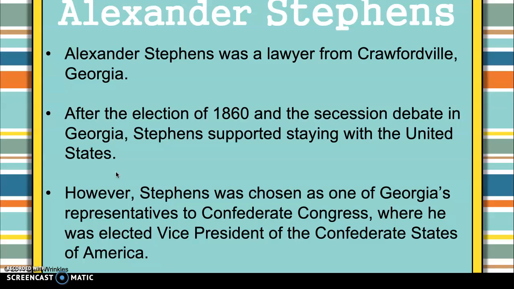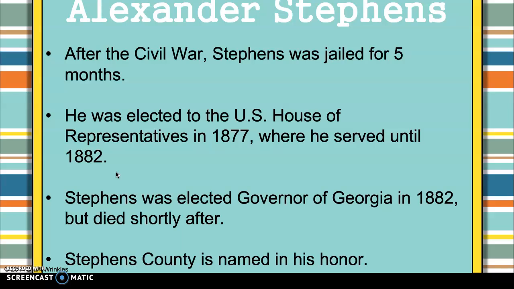Alexander Stephens, who is he? A lawyer from Crawfordville, Georgia. After the election of 1860 and the secession debate, he supports staying with the United States. However, he is chosen as one of Georgia's representatives to the Confederate Congress, and then he's elected as Vice President of the Confederate States of America. After the war, he's jailed for 5 months. He's elected to the U.S. House of Representatives. He's elected as governor of Georgia, and Stephens County is named in his honor.